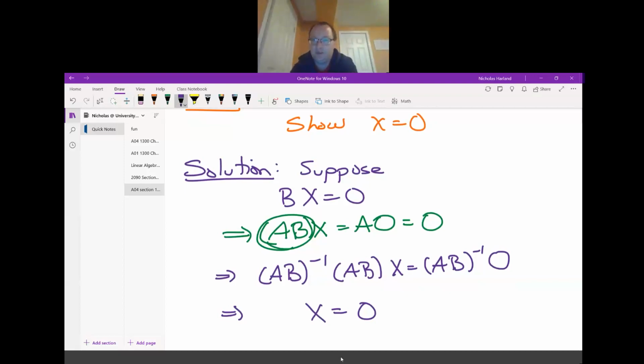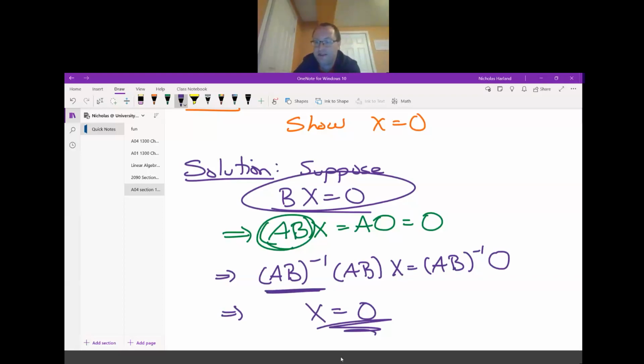So there we go. So we've shown that bx is equal to 0 only has the solution x equals 0. And the only thing we used, other than matrix properties, is that AB inverse existed. We didn't use that B inverse existed because we never multiplied by B inverse. We used that AB had an inverse in that very last step.